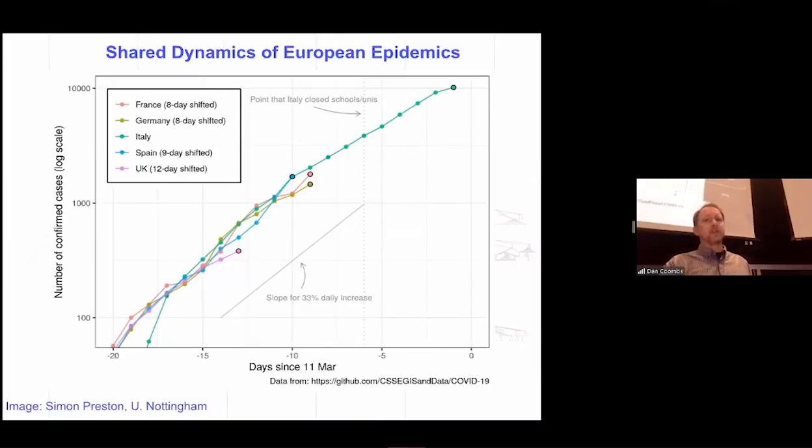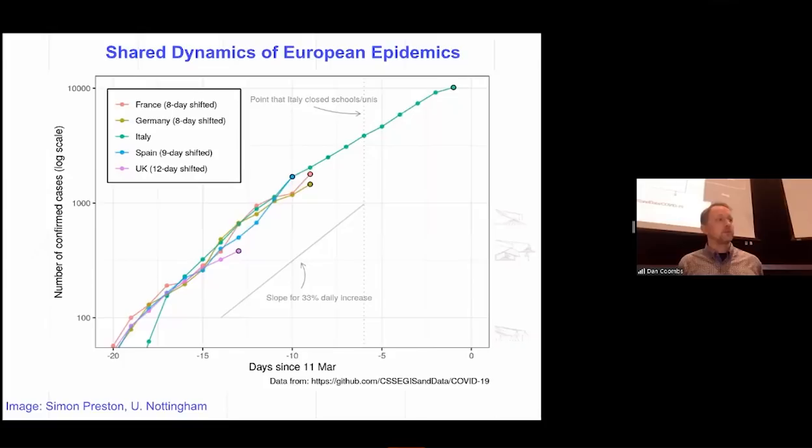Okay, looking at the European epidemics, Simon Preston, who by the way was at UBC for a few months, is now at University of Nottingham. He put together this nice graph a while ago, showing different European epidemics on the same axes with some time shifts. So the UK, for example, appears to be about 12 days behind Italy, which is furthest forward in its epidemic in Europe.